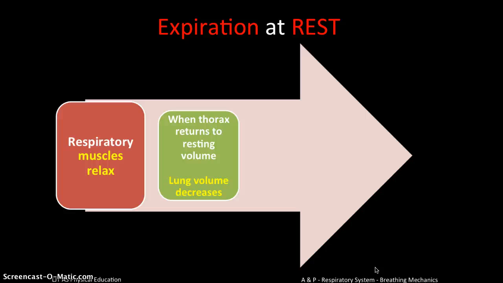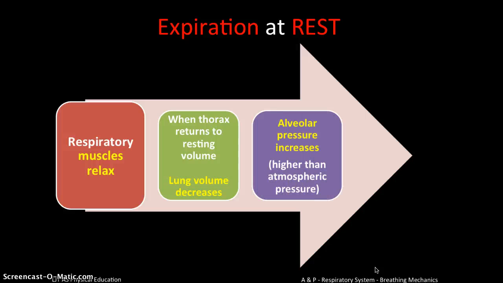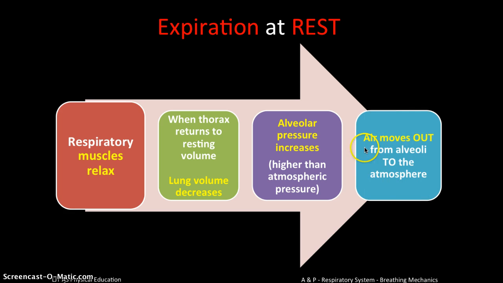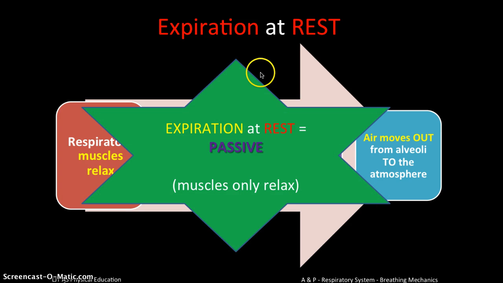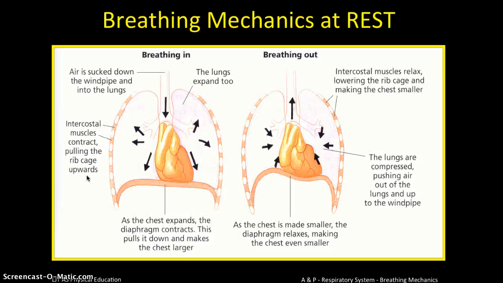So we're reducing the volume. And we now know that when we reduce volume, the pressure will increase. So the alveolar pressure increases relative to outside and air will move high to low from inside the alveoli to outside in the atmosphere. And again, in summary, expiration at rest is passive. The reason it's described as passive is because there's no muscular contraction involved. All these muscles did was relax. So it's a passive process.